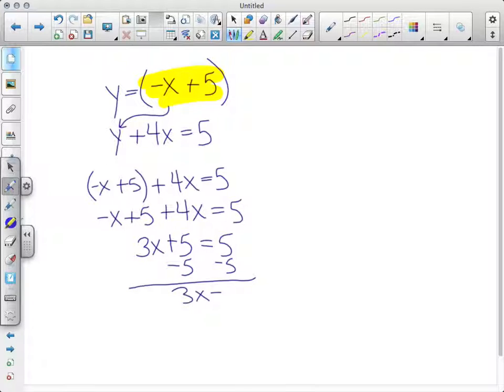3x is equal to 0. Divide by 3 on both sides. 0 divided by 3 is 0. So in this case, x is equal to 0.